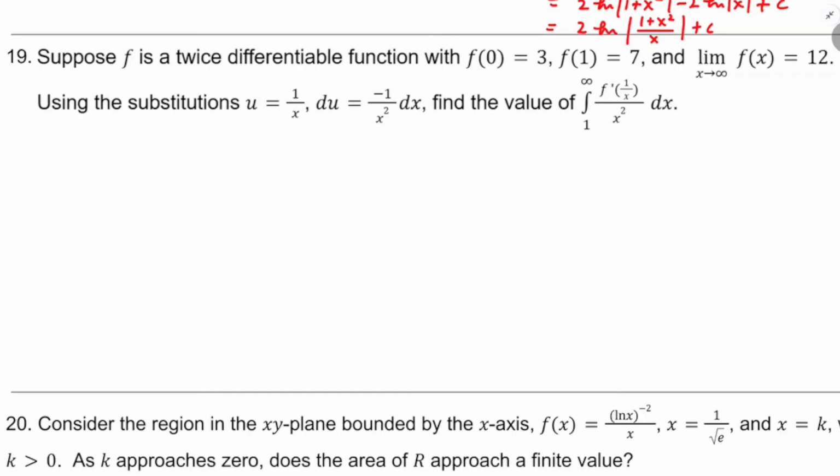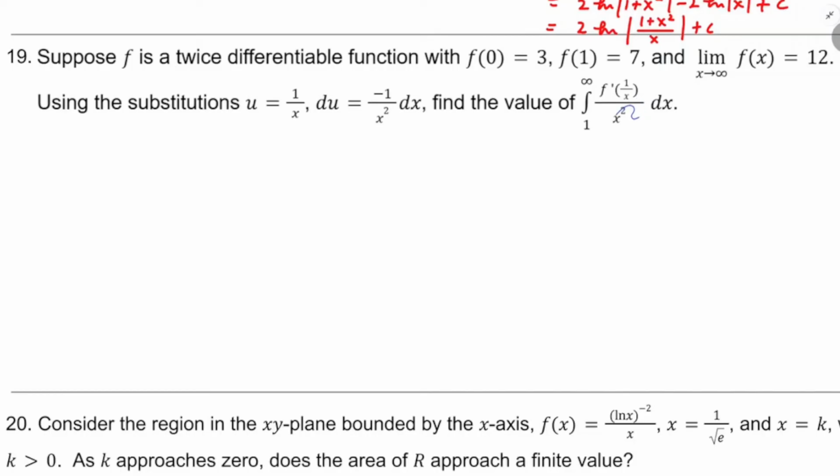So suppose f is twice differentiable with f of 0 is 3, f of 1 is 7, and the limit of f is 12. Using the substitutions u equals 1 over x and du is negative 1 over x squared dx, find the value of this integral. Okay, this is going to be a u substitution. So I'm going to do the work off to the side. They even told me what the substitution was.